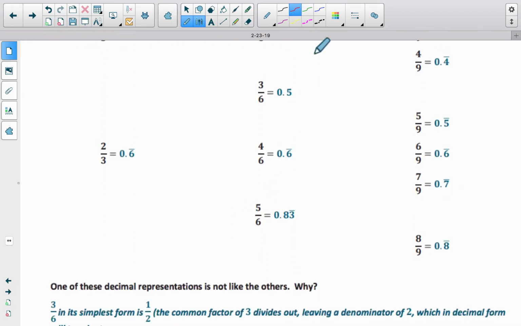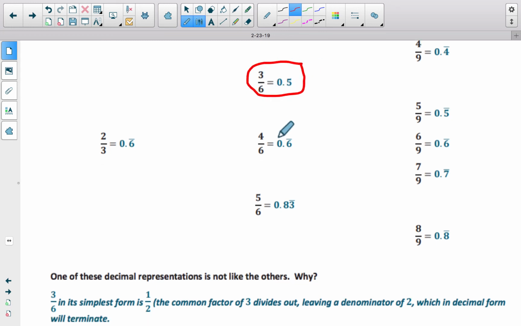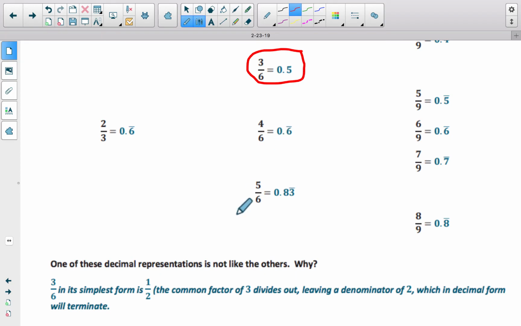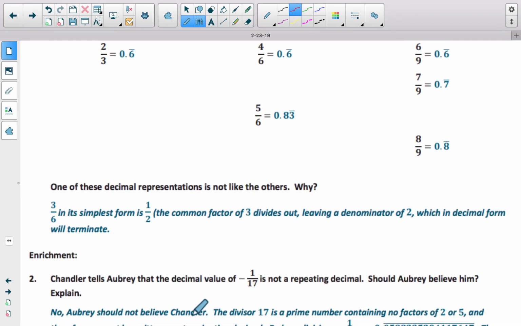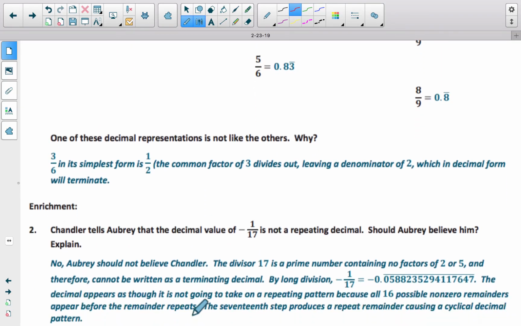Now, the one that's different is this one. 3/6 was a terminating decimal because 3/6 in its simplest form is 1/2. The numerator and denominator have a common factor of 3, which can divide out, which would create that denominator of 2. And we know a denominator of 2 will terminate. So the 3/6 is the one that's a little bit different.